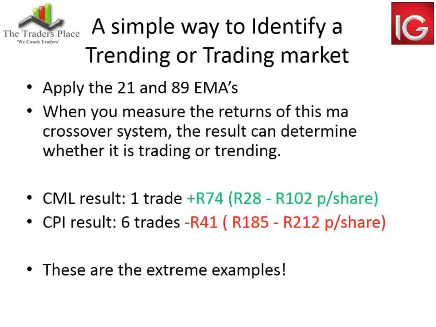Coronation had one trade, made 74 Rand a share, so if you bought it at the last crossover and still holding it today, you'd be up 74 Rand a share. Capitec, on the other hand, you've had 6 trades and you would have lost a total of 41 Rand a share. So obviously, the 21 and 89 exponential moving average crossover is not working on Capitec. For me, that makes it a trading type share, and Coronation is a trending share. They are extreme examples, but whenever a market goes into a trading scenario, you don't want to be trading moving average crossovers.